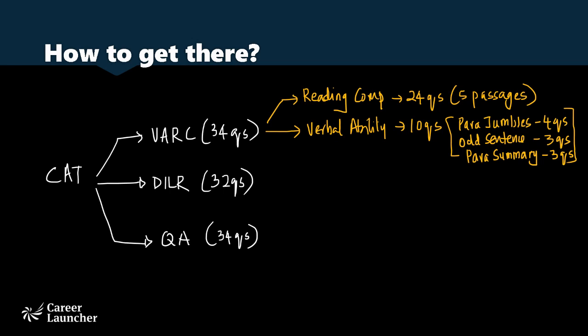And if you look at the VARC section of the CAT, what you see is that it's a test of comprehension. It is not a test of knowledge. It's a test of application, not a test of your knowledge. The VARC section of the CAT does not test you on grammar and does not test your vocabulary. No, vocabulary would be very useful when you read passages, but the fundamental thing that is being tested is your ability to comprehend. If you look at verbal ability, you have paragraph jumble, odd sentence in a paragraph, paragraph summary.